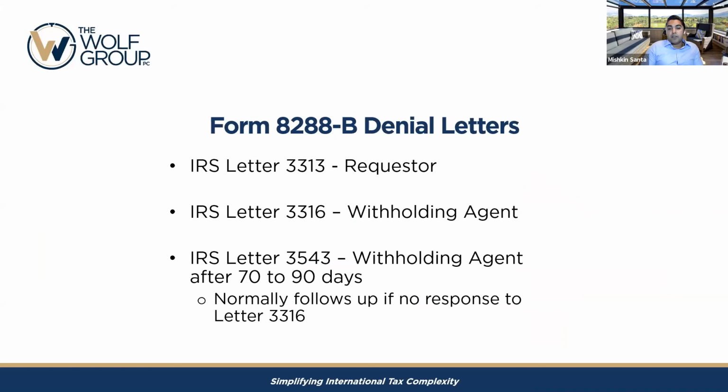Okay. Denial letters typically come in waves. So what happens is that if they deny the request, you're going to get the 3313. In some cases, they may want additional information, and that would be the 3316. And then if no one responds to that one, then they're going to send out a 3543. And if no one responds to that one, then eventually they're just going to deny the whole thing, and the transaction will be denied in full. But that's typically how the denial letters are classified. I think the approval letter that I showed you was the 3310, if I remember correctly. But those are the series of letters that the IRS typically uses for both approval and denial letters.